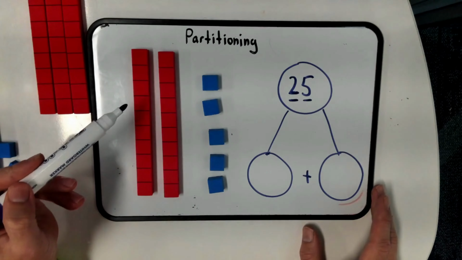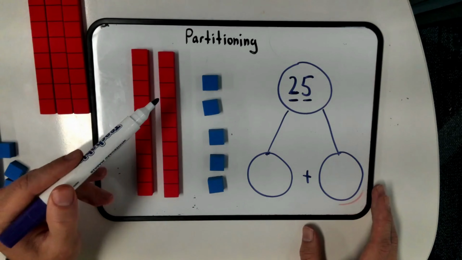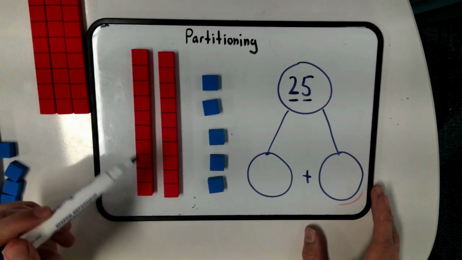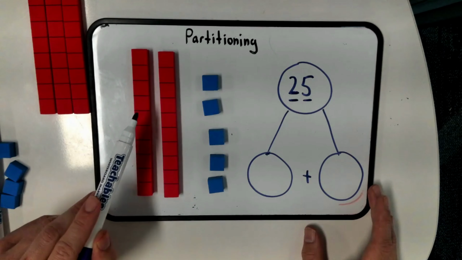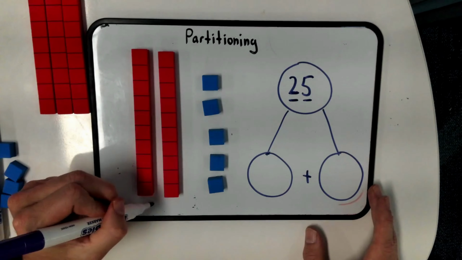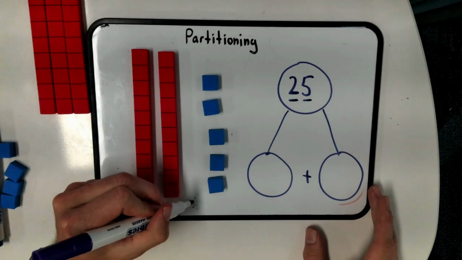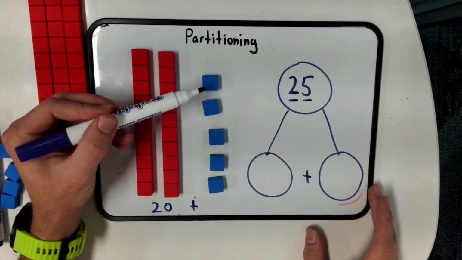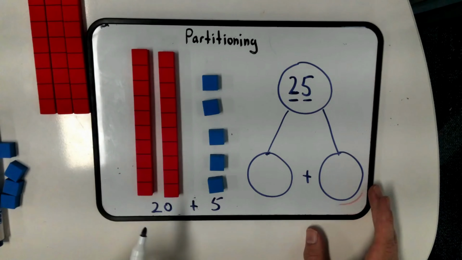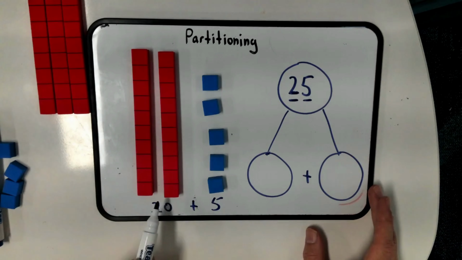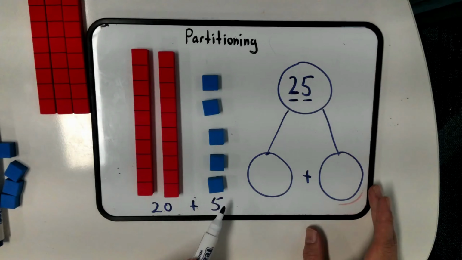1, 2, 3, 4, 5, 6, 7, 8, 9, 10. And 1, 2, 3, 4, 5, 6, 7, 8, 9, 10. It's important to make sure there's 10 in each one. And we're going to count by 10s by going 10, and 20. So I've got 20 in my 10s, and then my 1s I've got 1, 2, 3, 4, 5. So we've broken it down into 2 groups of 10 and 1 group of 5.